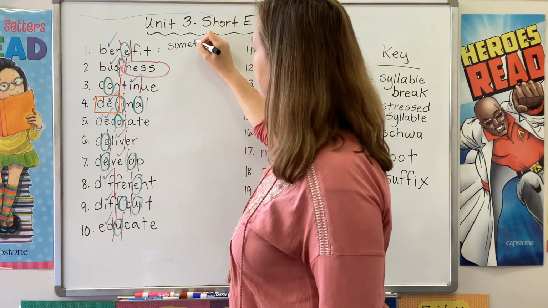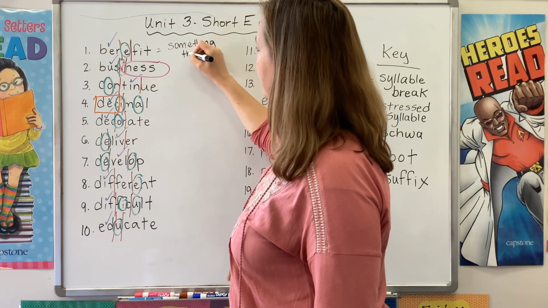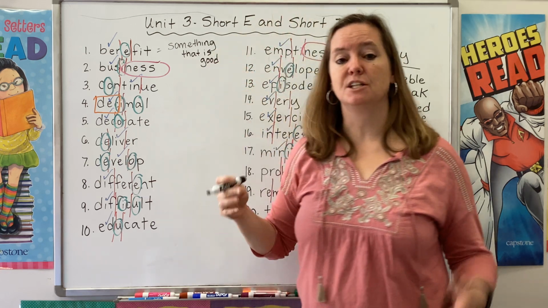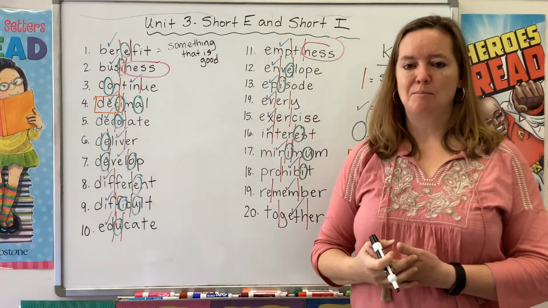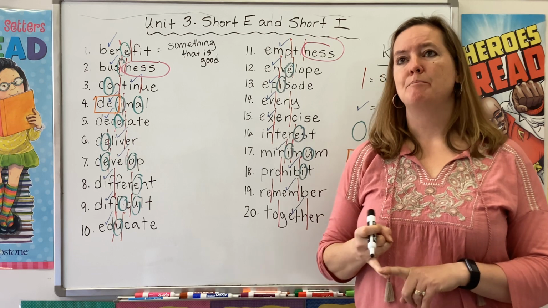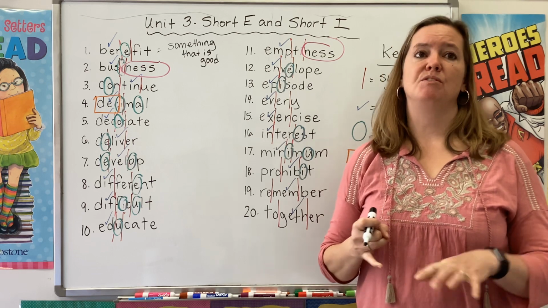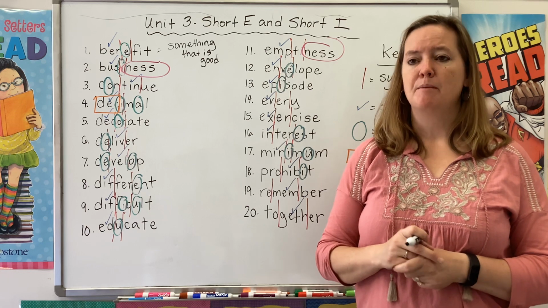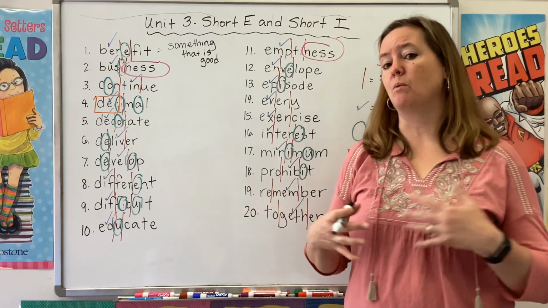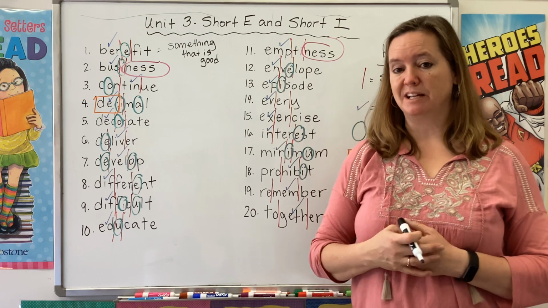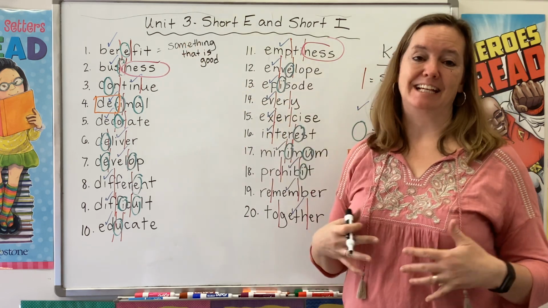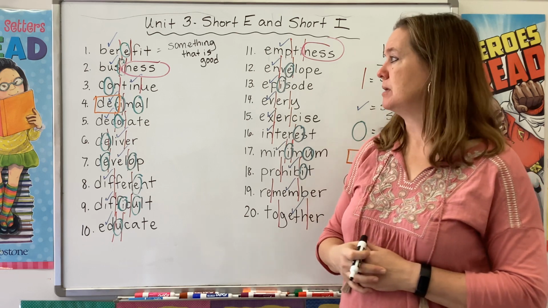So let's just write something that is good. So for instance, you get a new job, it comes with benefits. Maybe you get paid overtime. Maybe if you work at a restaurant, one of the benefits is you get free meals. Maybe if you work at a daycare center, one of the benefits is you can bring your child there for free. So benefits are good things that you get.